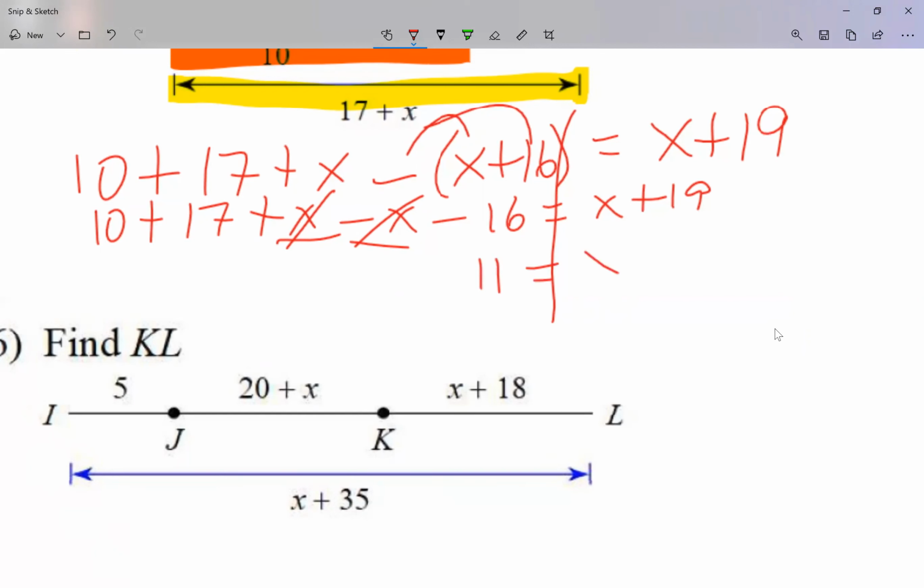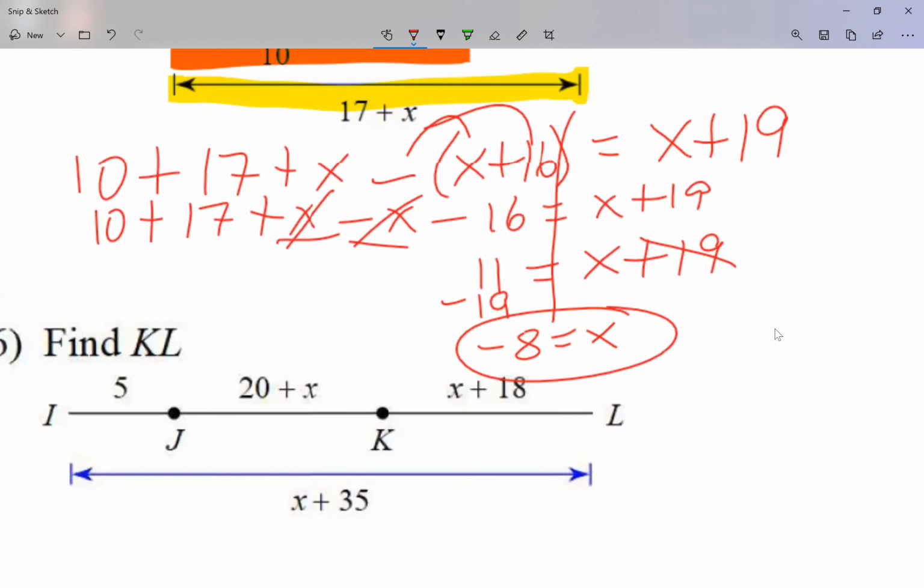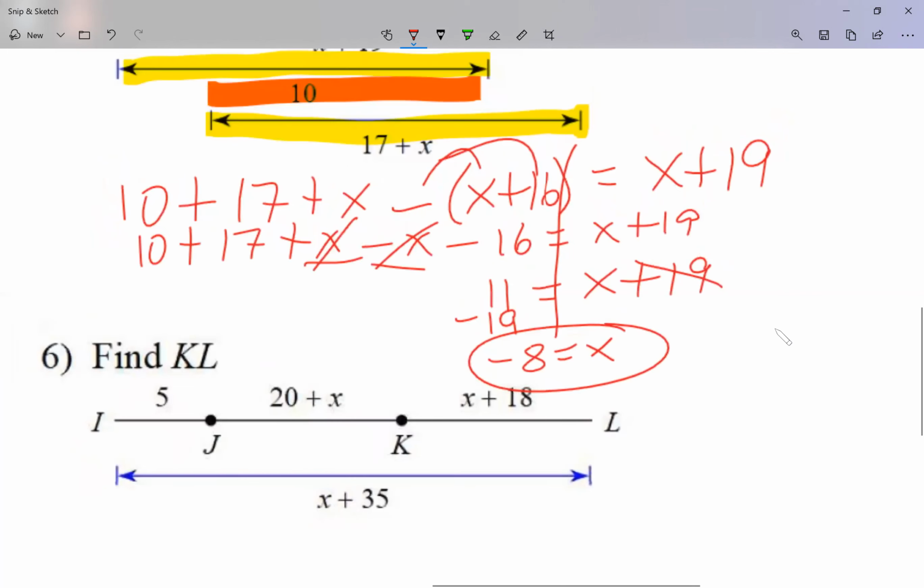On the right side, I have x plus 19. If I happen to have x's on both sides, obviously move one of them. In this case, we don't. Now I'm trying to have the x by itself. So the plus 19, let me move it over as a minus 19. I know 11 minus 19 is a negative 8. So I have negative 8 is equal to x. I know the value of x now. I can complete my statement.